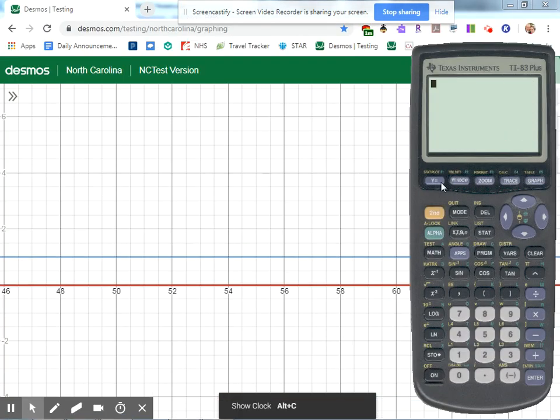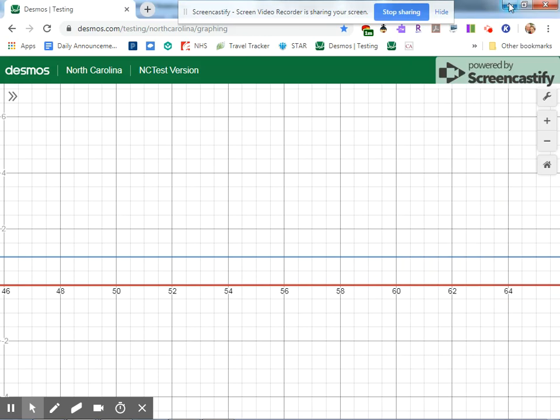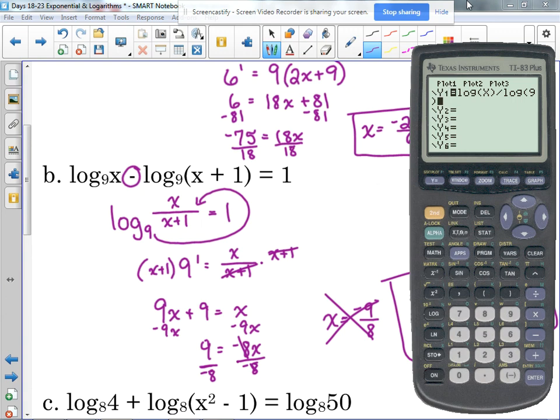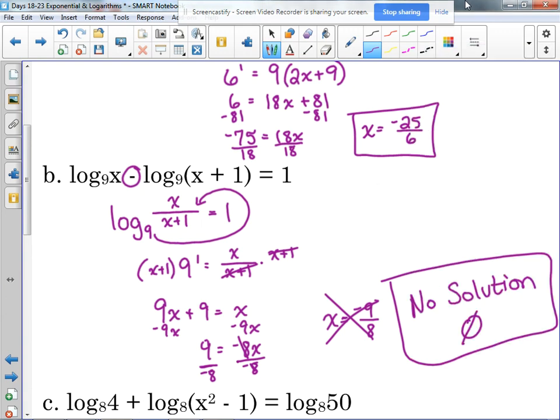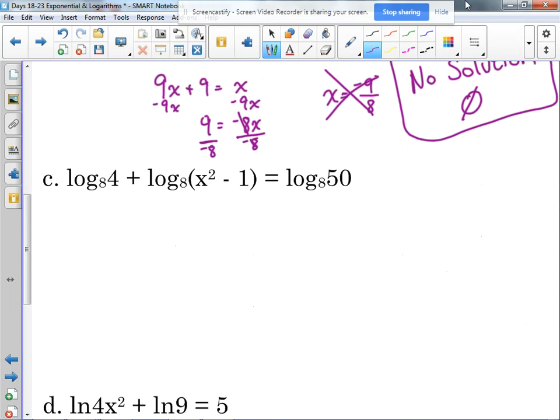Now it is possible to graph it in your graphing calculator. You just have to use change of base. You'd have to do log of x divided by the log of 9, etc. to be able to put that in. And then obviously zooming and moving around is not as convenient, but you can do it with that calculator as well. Okay, couple more here.